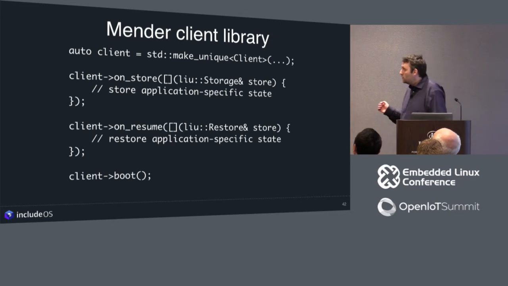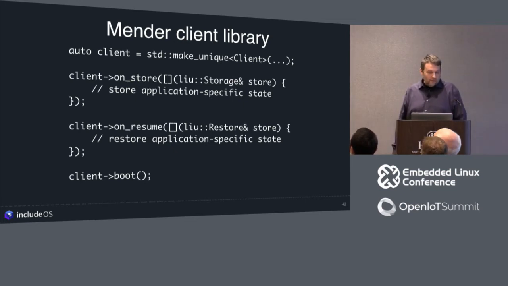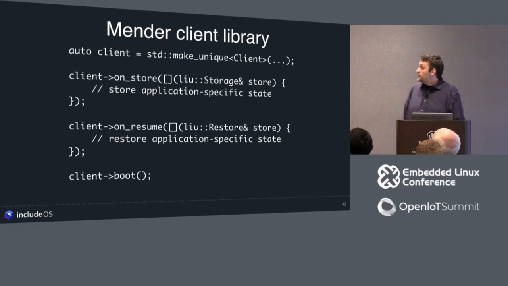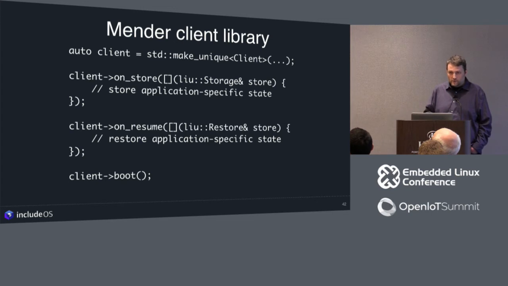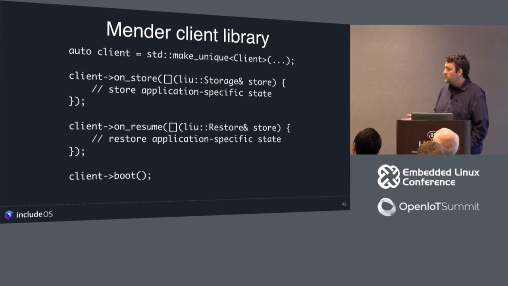You have the onStore. This gets called before the update, and the application needs to store its data. And then again, when the update has happened, there's an onResume function, and you have to implement that to restore any application-specific state you want to store. The client only serializes its own state, so the rest is up to the service. It's totally flexible. If you want to preserve TCP connections, you can do that. If you want to preserve the REST things that have been entered, you can do that. If you want to preserve logs, you can do that, but you don't have to. It totally depends on the service and the service's needs.